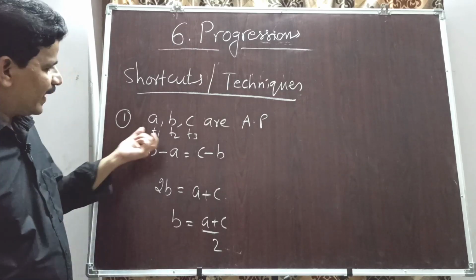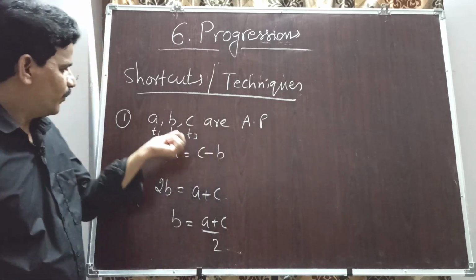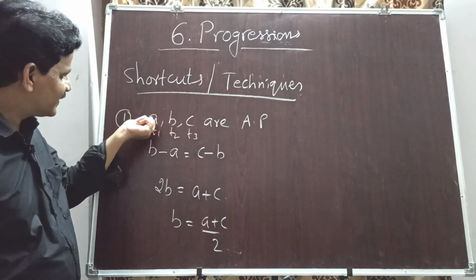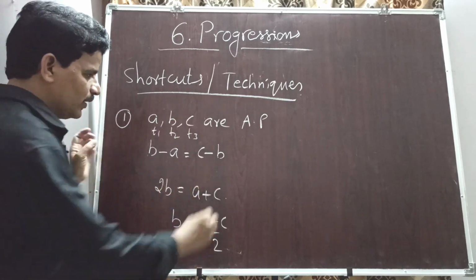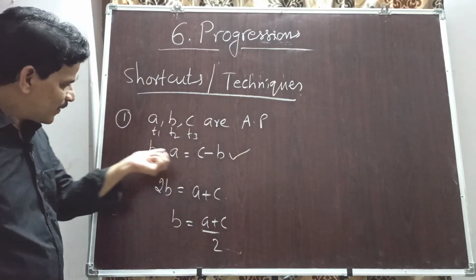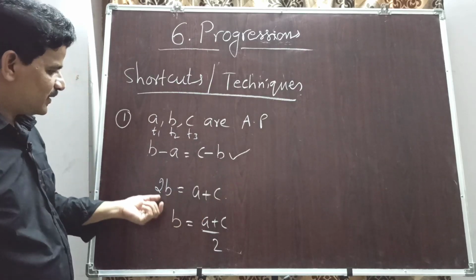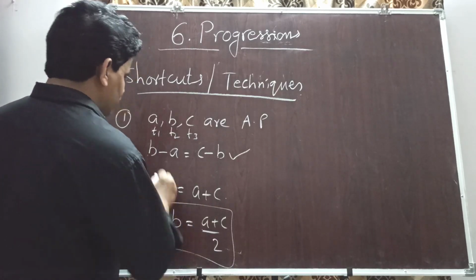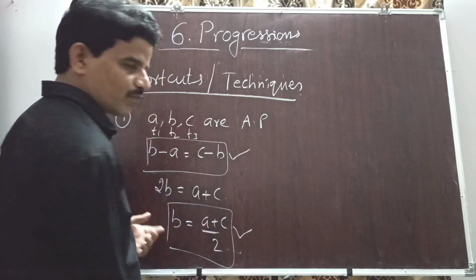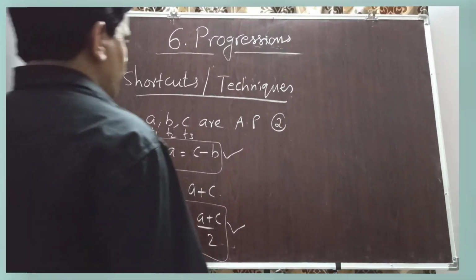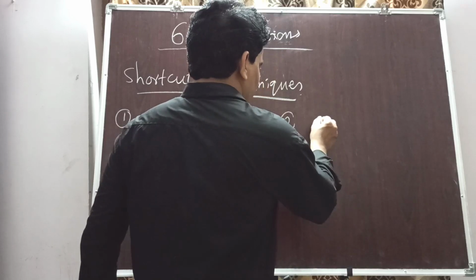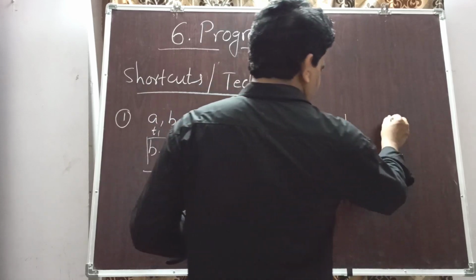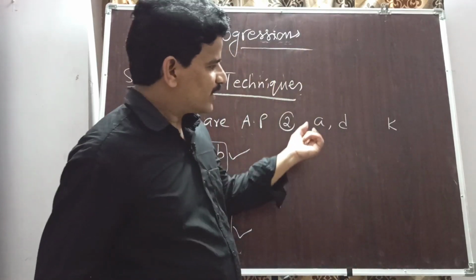So whenever a, b, c are in arithmetic progression, second term minus first term equals third term minus second term, nothing but b minus a is equal to c minus b. This formula is important. When minus b comes to this side and minus a goes to that side, what happens? 2b equal to a plus c, or b equal to a plus c by 2. These two are standard formulas useful for polytechnic. So technique 2: whenever the first term a and the common difference d are given, and one number will be given to you and they will ask you which term it will be, k.